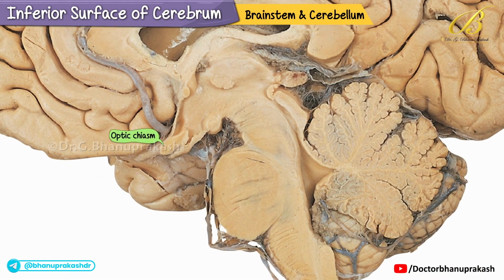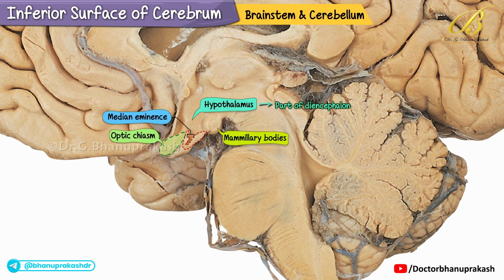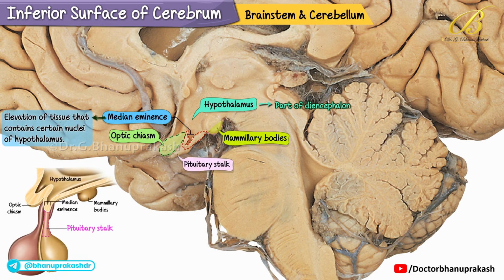Posterior to the chiasm lies the area of the hypothalamus, which is part of the diencephalon. Behind the optic chiasm, we can observe the median eminence, followed by the mammillary bodies, both of which belong to the hypothalamus. The median eminence is an elevation of tissue that contains certain nuclei of the hypothalamus. The pituitary stalk is attached to the median eminence, serving as a connection between the hypothalamus and the pituitary gland.